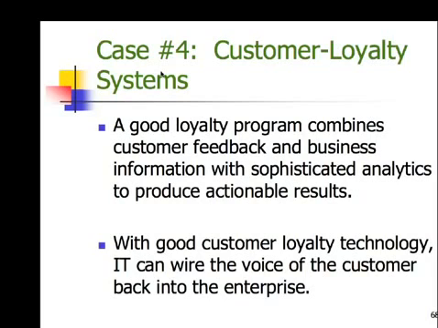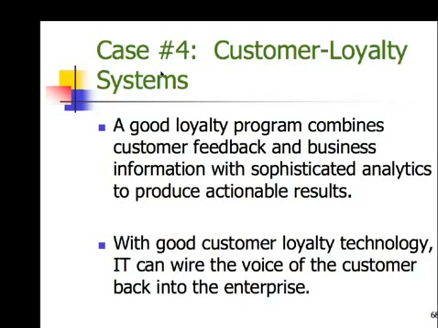Data mining applications can provide customer satisfaction and loyalty. You know, like, well, we appreciate the fact that you bought this book from us. Good loyalty programs combine customer feedback, hopefully, and business information with sophisticated analysis. Hopefully it's using something from the customer and it's not just guesswork. And there are some programs out there that are just kind of junk mail. It's just guesswork.